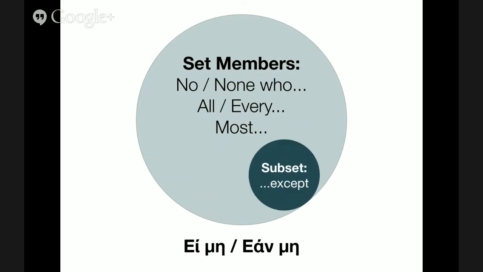Basically, since you've activated this set, ei mē and ean mē are going to introduce some subset. So no one could do this except this small subset. Everyone did this except the subset that didn't. Most of the people were there except for this subset. So again, this is not just Greek. This is how exceptions work in English as well.